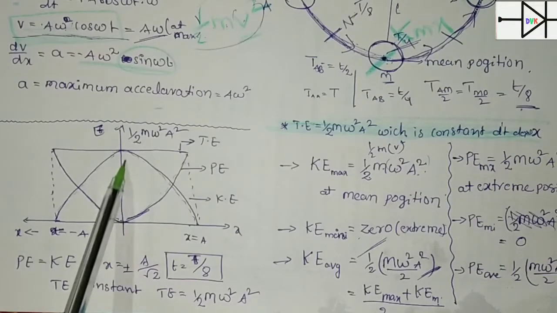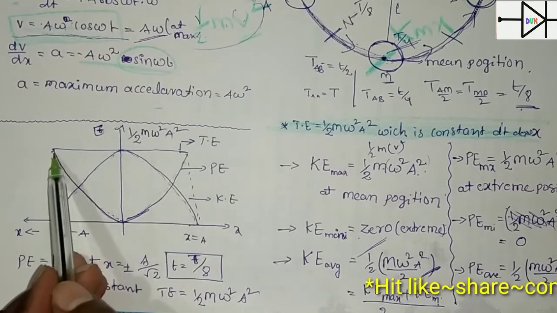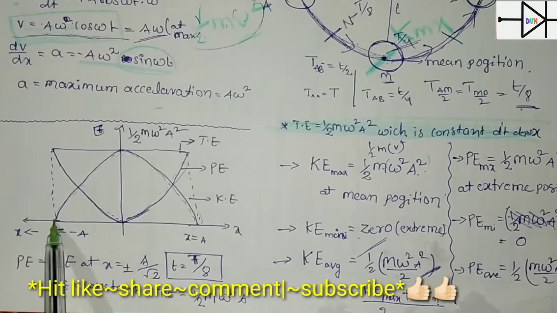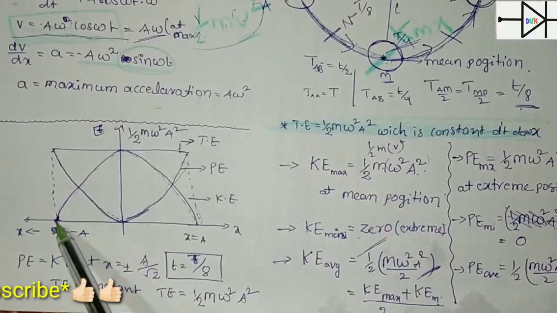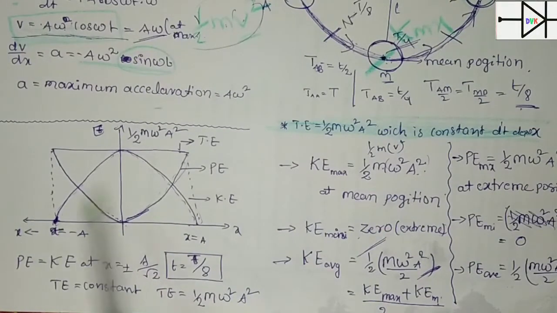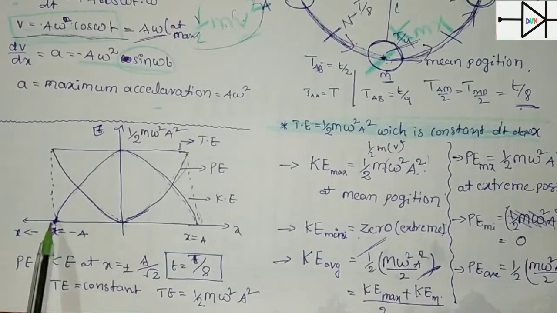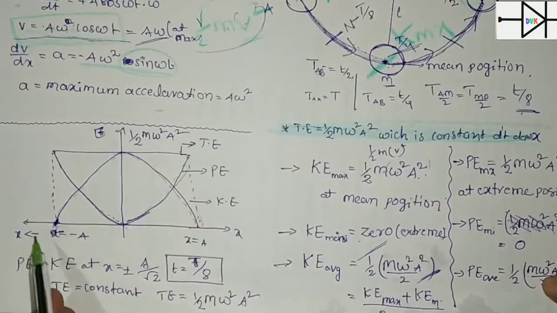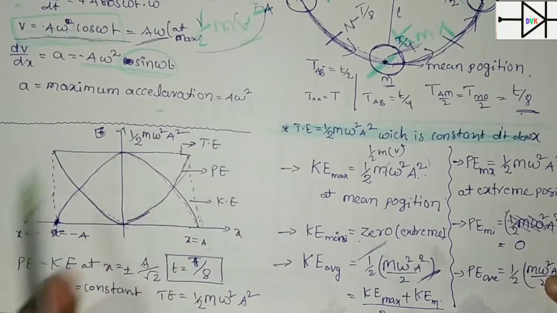In this graph the y-axis is energy and the x-axis is displacement. This is the potential energy curve, and this is the kinetic energy curve. At the extreme points, displacement is maximum, and this is negative maximum, but the kinetic energy is equal to 0 there. We take energy on the y-axis, right?